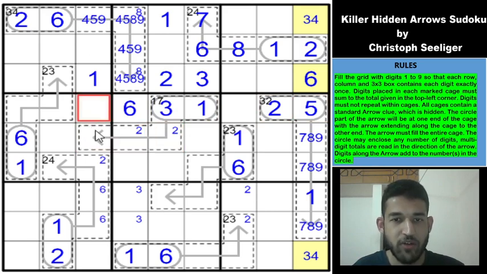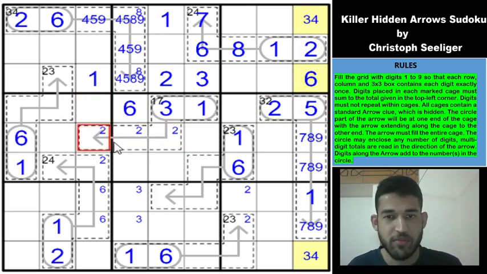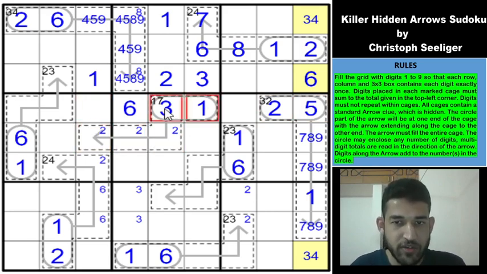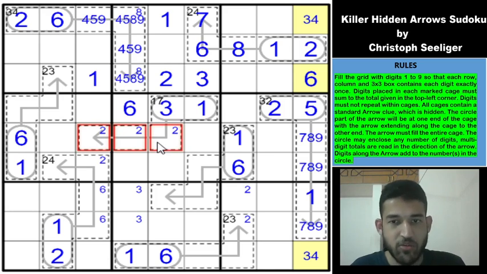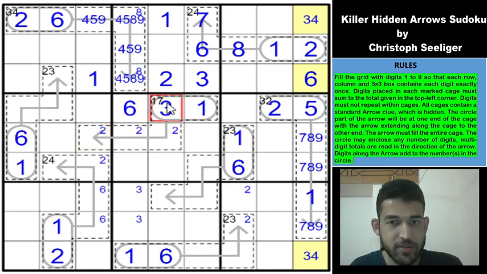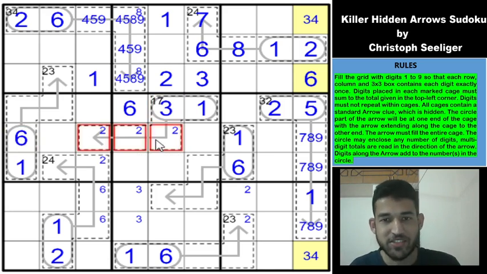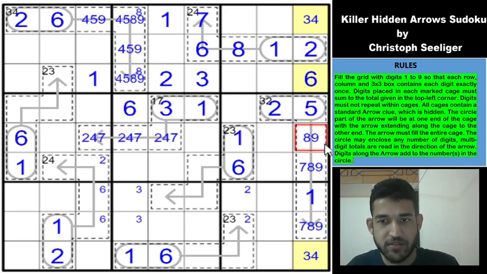Because if you don't have 1, 2 and 3 inside the cage, your sum will be more than 17. So you have 13 here and these 3 cells must sum up to 13 now, out of which 2 is already present and we need 11 more. It cannot be 2 plus 9, it cannot be 3 plus 8, it cannot be 5 plus 6. So it must be 4, 7, right? So these 3 cells must be 2, 4, 7. So 7 is eliminated here.